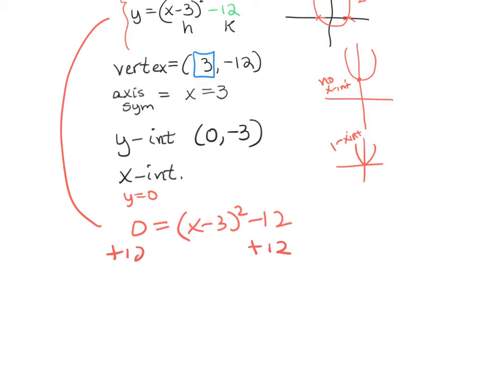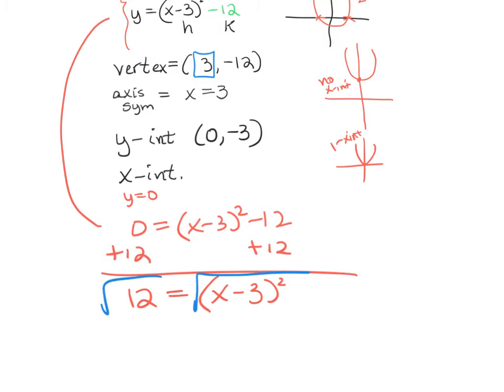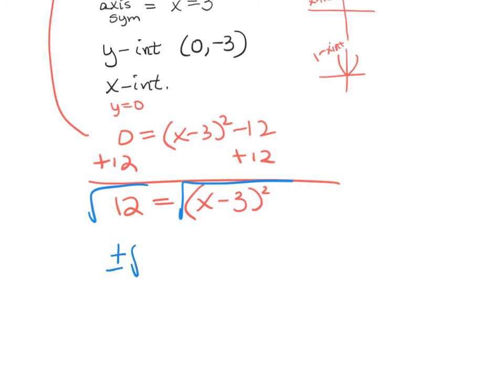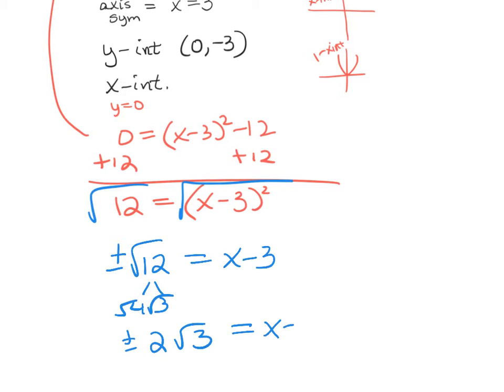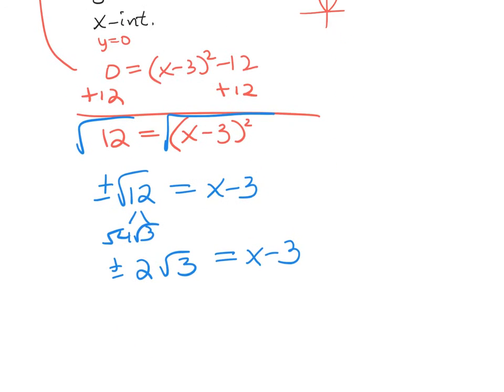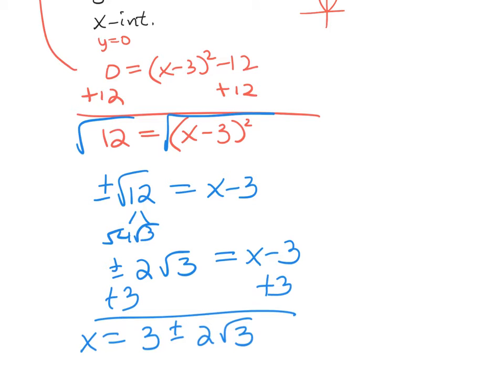Add 12. 12 is equal to x minus 3 squared. Square root both sides. This becomes plus and minus square root of 12. I need to simplify the square root of 12. 4 and 3. So this becomes plus and minus 2 square root 3. I still need to solve for x. So I'll add the 3. So x is equal to 3 plus or minus 2 square root 3.